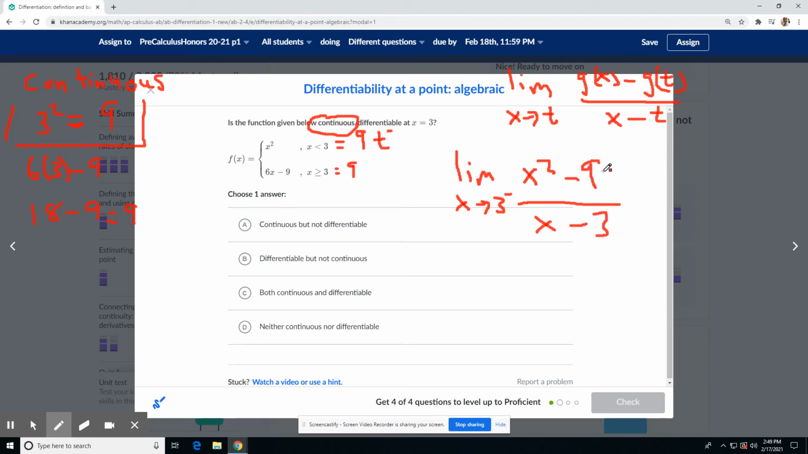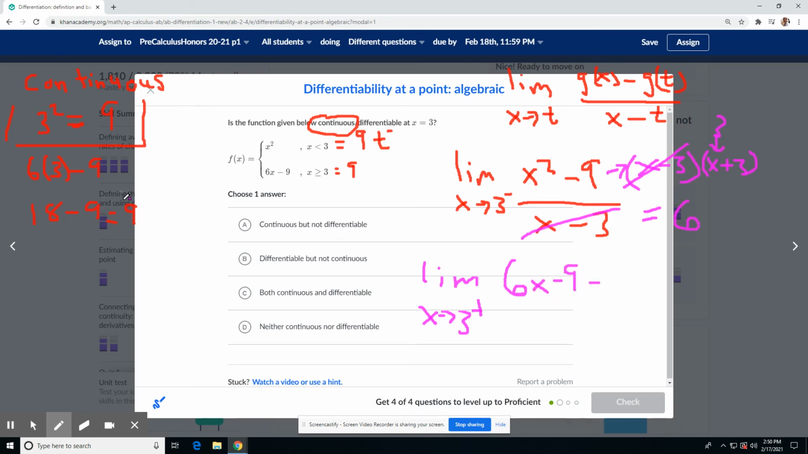All right, we got a difference of squares up here. So just the top turns into x minus 3 times x plus 3. We have an x minus 3 in common. And when you plug 3 into here for the limit, you get 3 plus 3 is 6. So this one turns out to be 6. Let's go ahead and check out the limit from the other side. The limit as x goes to 3 from the other side is our function, 6x minus 9.